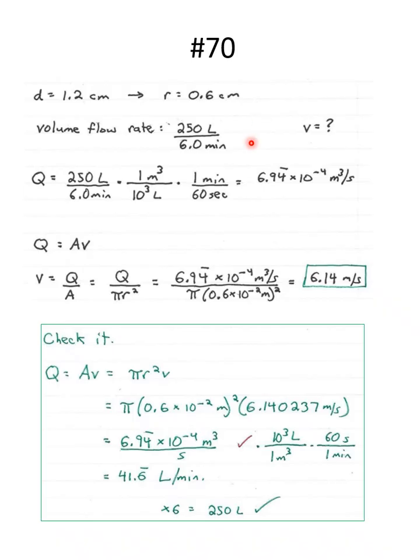We are given the volume flow rate. It's not in MKS units, but it's giving it to us. It's a volume per time. So 250 liters over 6 minutes. And we want to find the speed.